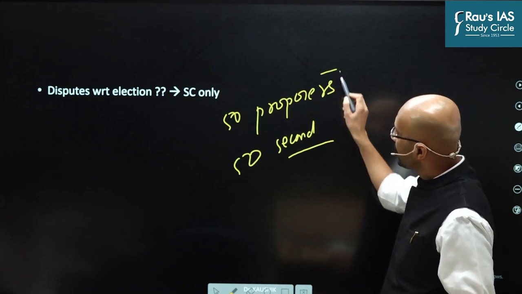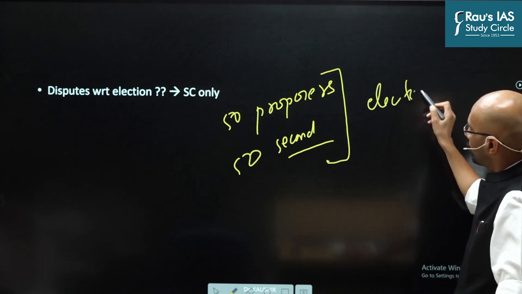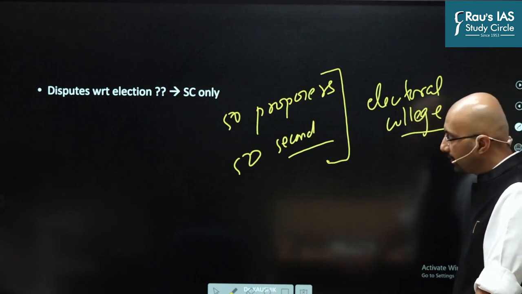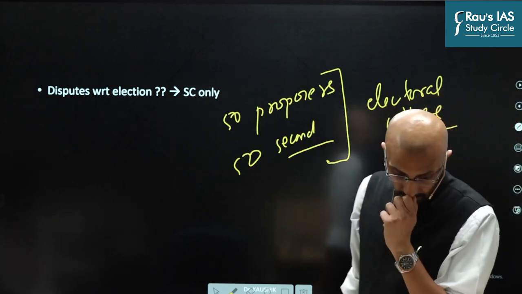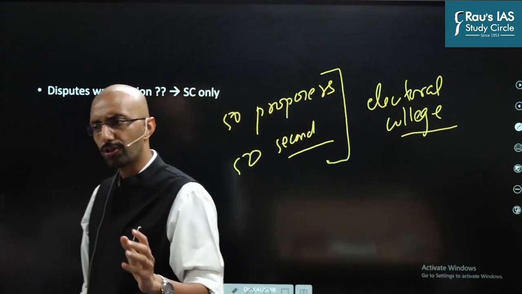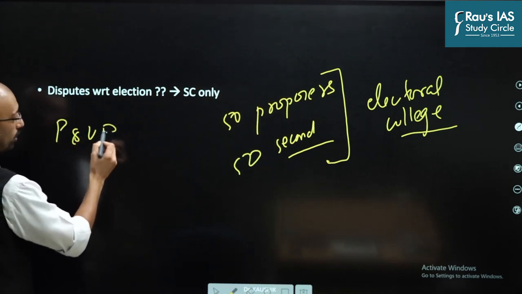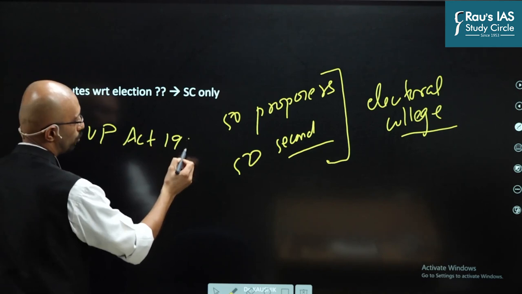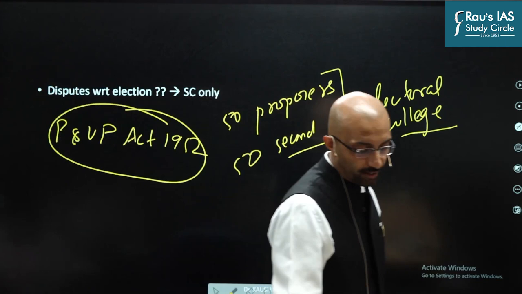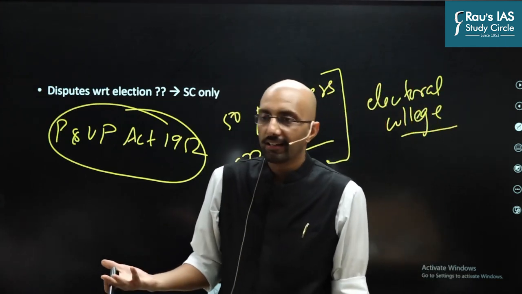And now who are these guys? Common people? No. These are members of the electoral college. It means 50 MPs or 50 MLAs. Why did we do this? By the way, Article 71 of the Constitution empowers the Parliament to make rules regarding the election of the President. So we have a law made by Parliament called the Presidential and Vice Presidential Election Act, 1952.